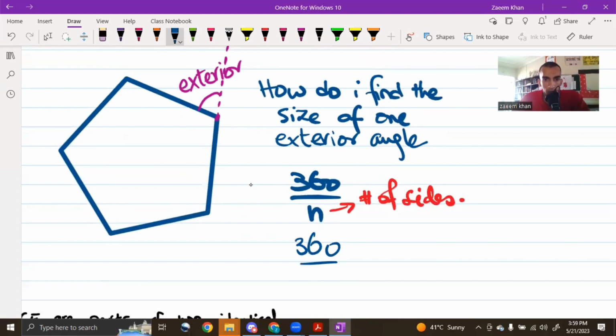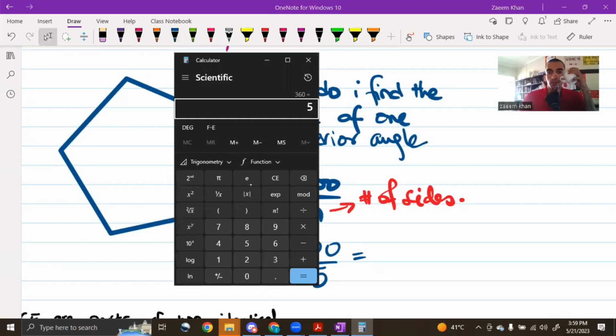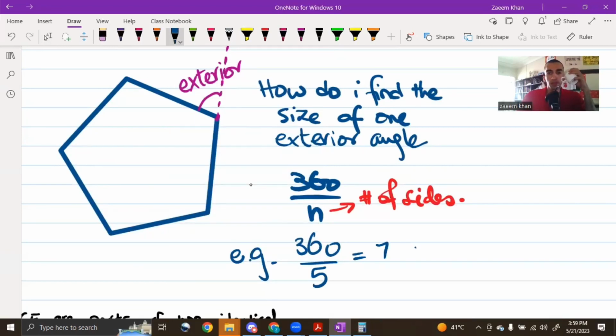5. So for example, if you're finding the size of this exterior angle, we're going to say 360 divided by 5. How much does that come out to be? 72. Yep, 72. So we can label this exterior angle as how many degrees? 72 degrees.